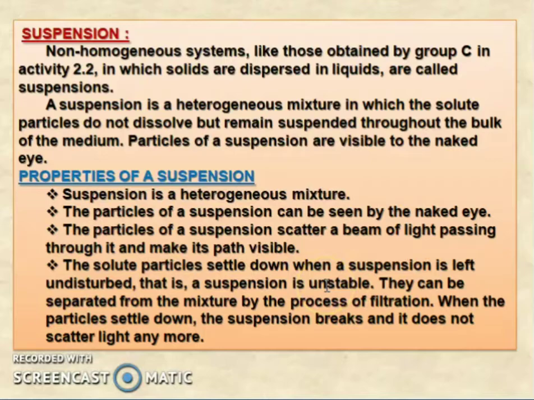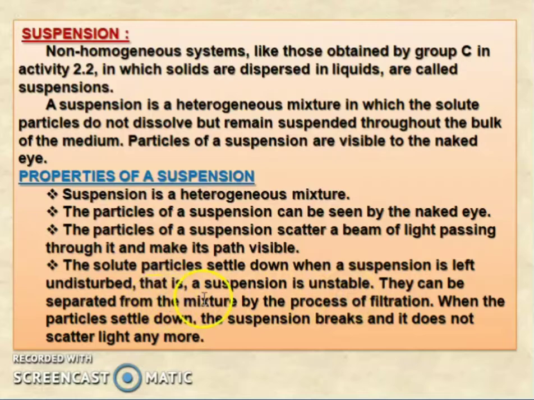So what is the meaning of this point? We can take an example, sand and water. Sand and water form a suspension. We mix the sand in the water. What happens after some time when we keep it undisturbed? The sand particles settle down and the water remains on top. So we say that a suspension is not stable. That is, it is unstable.